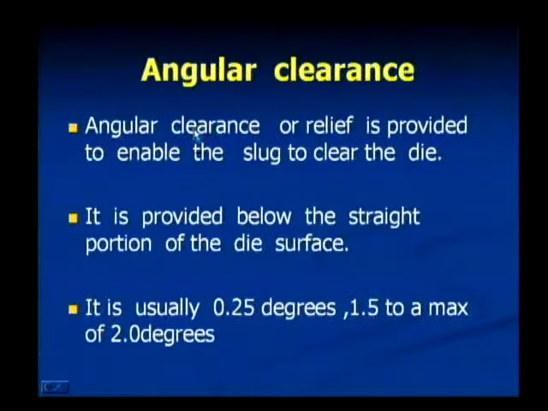Angular clearance. Angular clearance or angular relief is provided to enable the slug to clear the die. It is provided below the straight portion of the die surface you have seen in the diagram. It is usually 0.5 degrees to 1.5 degrees, to a maximum of 2 degrees only.